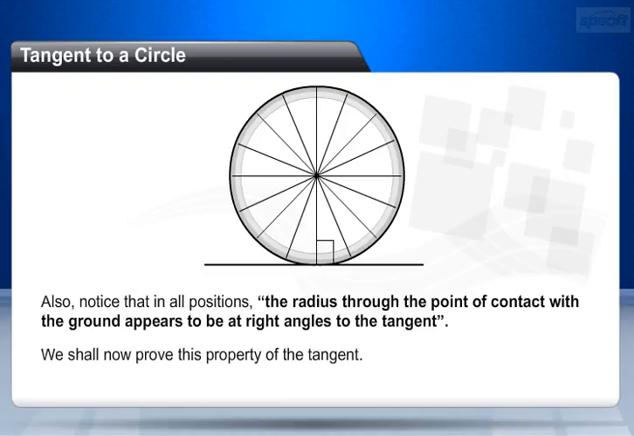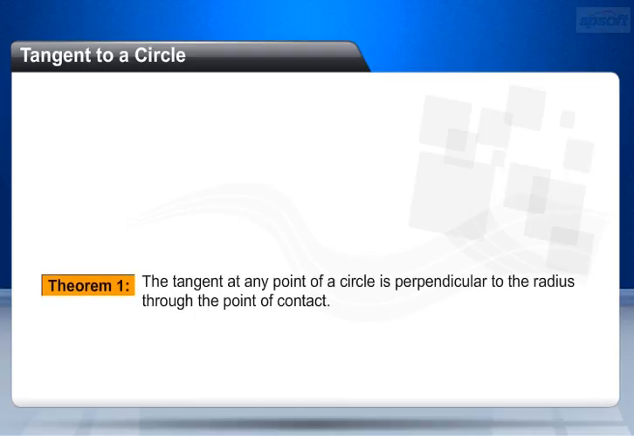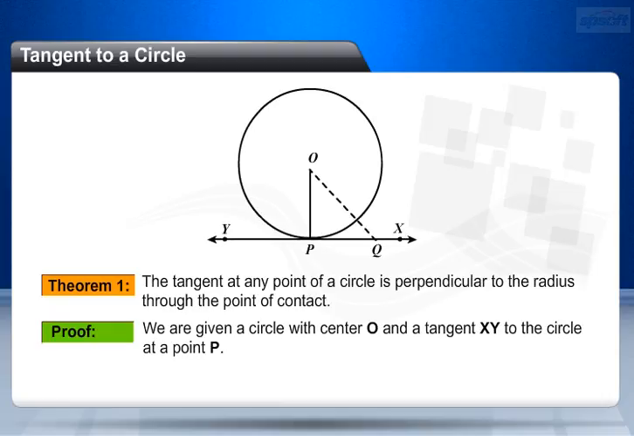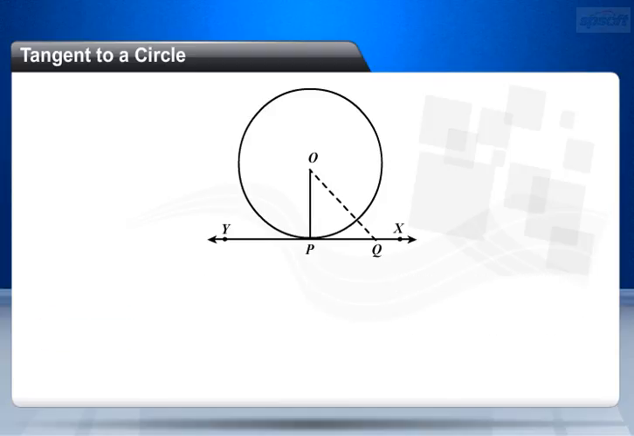We shall now prove this property of the tangent. Theorem 1. The tangent at any point of a circle is perpendicular to the radius through the point of contact. Proof. We are given a circle with center O, and the tangent XY to the circle at a point P. We need to prove that OP is perpendicular to XY.